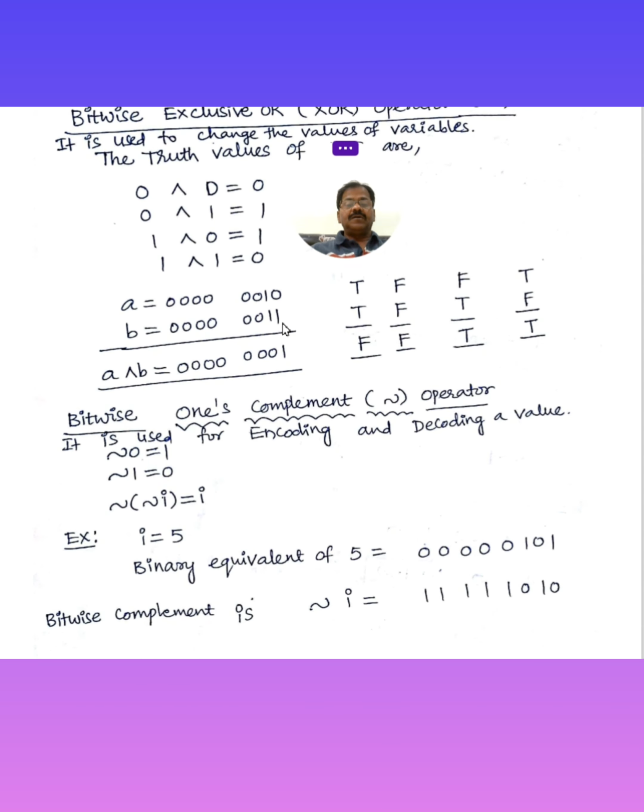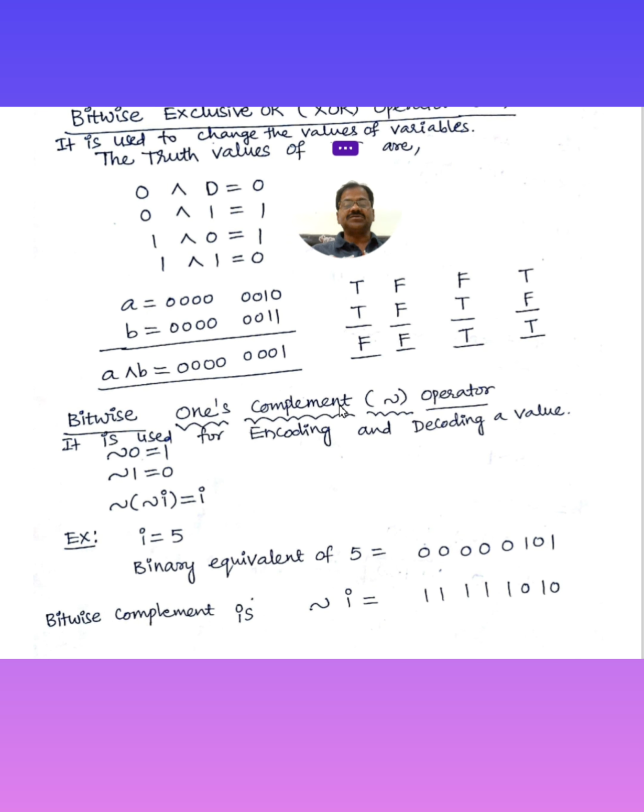You see here, if both are the same, then the result is false. Unless they differ, you see a different one. False XOR true is true. If both are the same, false. For bitwise exclusive OR, if both bits are true, then it will be false. If both bits are false, then the result is false.